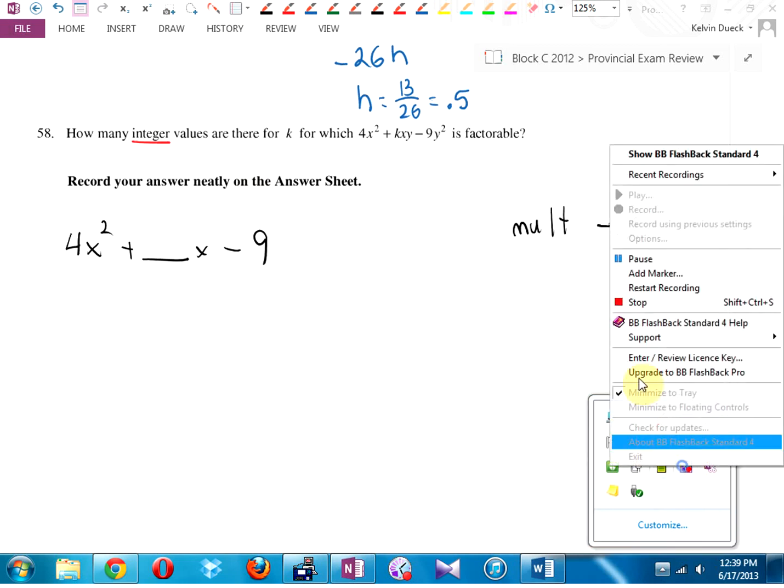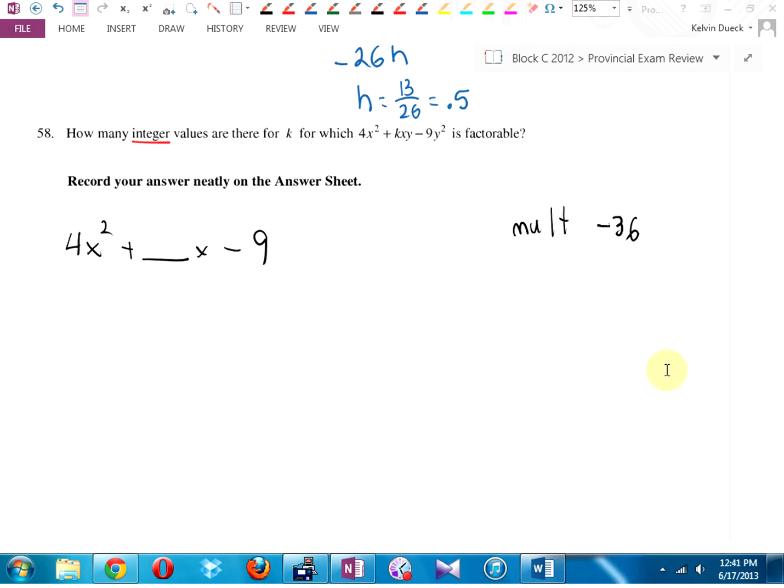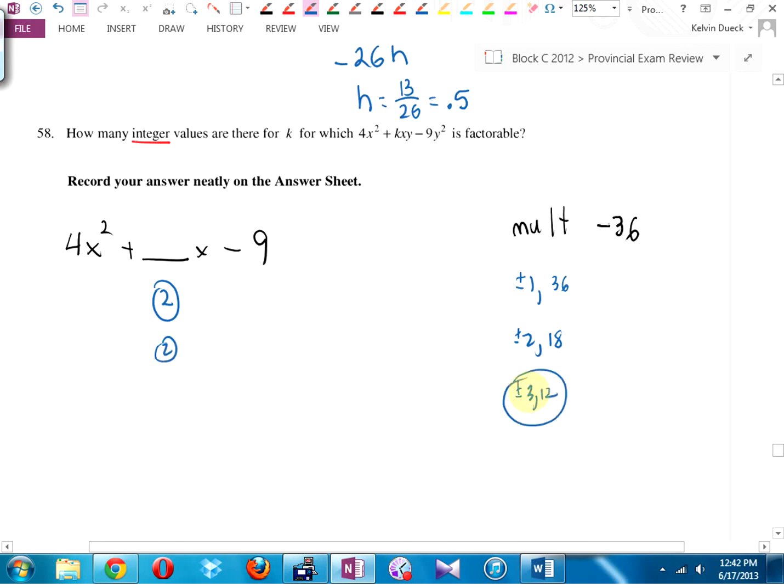Give me a second, folks. What numbers multiply to negative 36? Start with the obvious one. Plus or minus 1 and 36, where one is positive, one is negative. That's two possibilities. Plus or minus 2 and 18, two more. See where we're going? Plus or minus 3 and 12. That's two more possibilities, because it multiplies to negative 36, so it could be positive 3, negative 12, or negative 3, positive 12. Next.